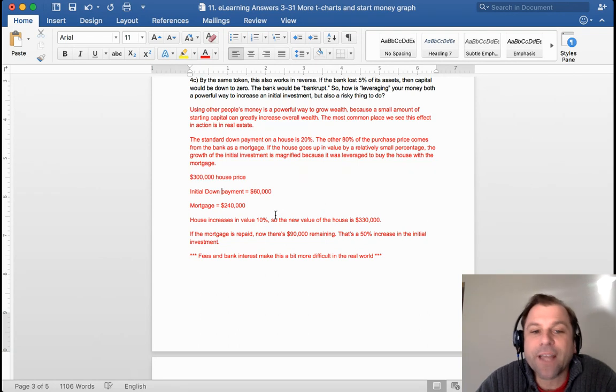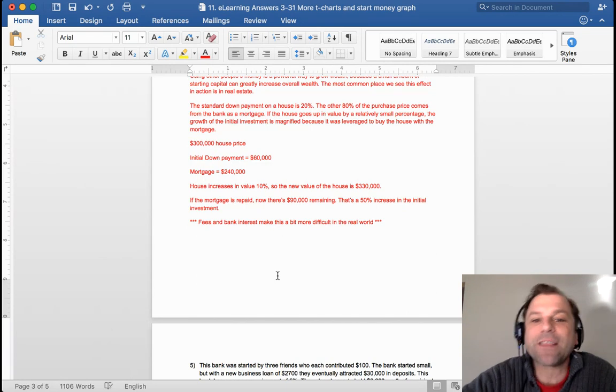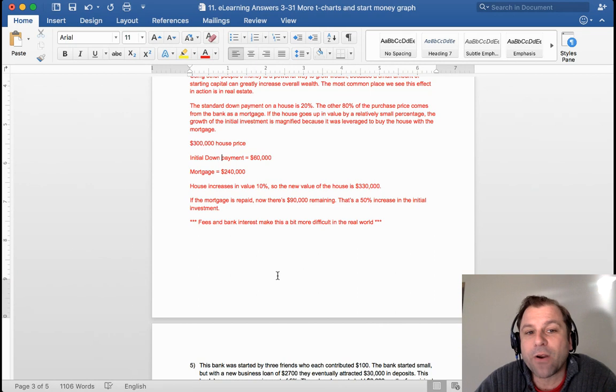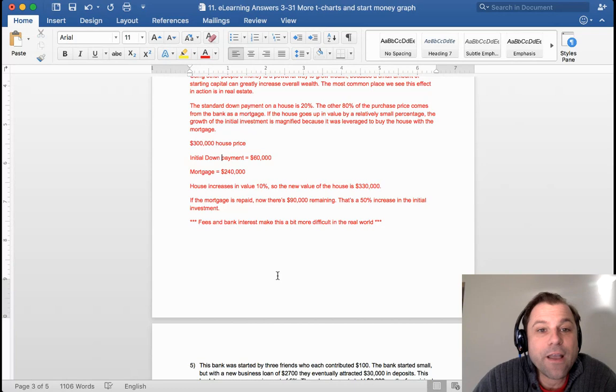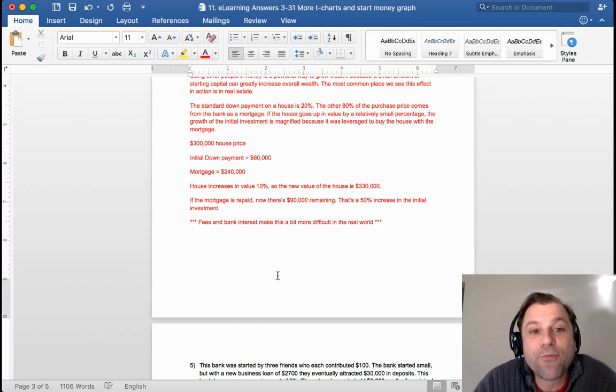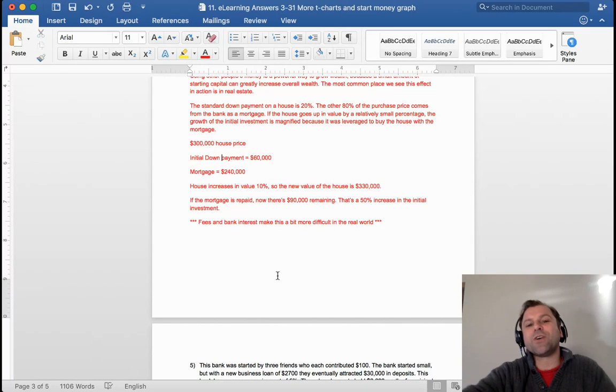Very pleased about that. Now, keep in mind, though, that fees and bank interest make this a little bit more difficult in the real world. But that said, a hot real estate market could attract investors. This was what was going on in 2006 and 7, and then we had the crash in 2008. Everybody felt that this was a great way to make money. And you could see why. You have a small amount of money put down. Everybody's happy when the home increases in value. Of course, if the home drops in value, that's where the problems begin. And that's what we saw during the Great Recession.